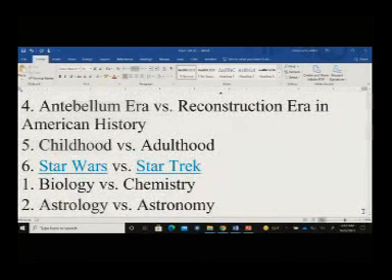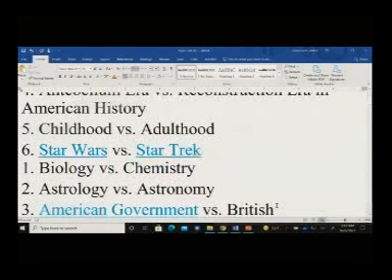Star Wars versus Star Trek. Ooh, isn't that interesting? Biology versus chemistry. Who would want to write that? I don't know. But you could write it if you want to.